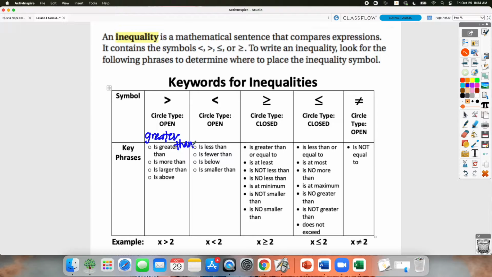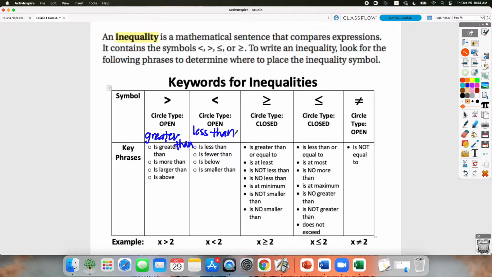All right, what kind of symbol is this next one? Less than. Less than, so we're going to write that. And once again, this would be an open circle on a number line. If you have x is less than 2, that means x can be any number below 2 on the number line, but it can't be 2 exactly. So we would have an open circle on 2. And then a few keywords: less than, fewer than, is below, or is smaller than. All of those would match up with that less than symbol.